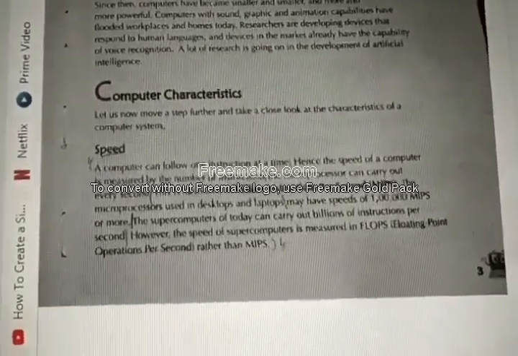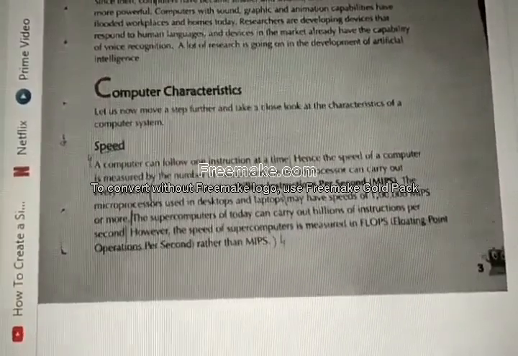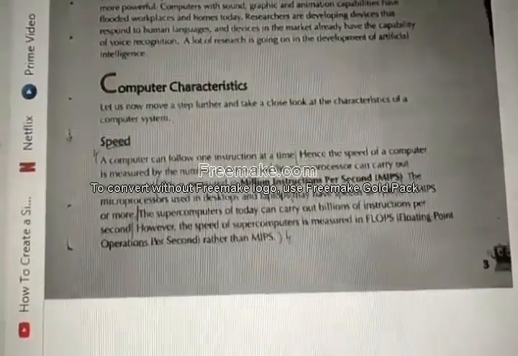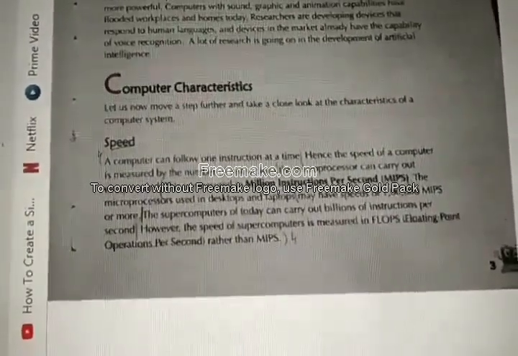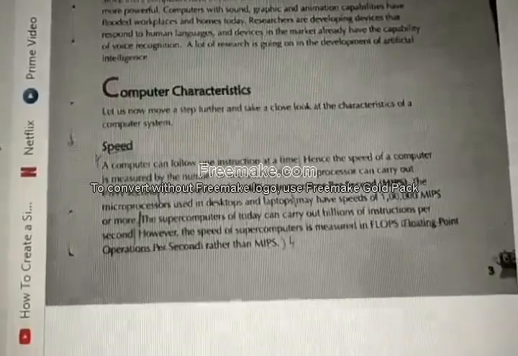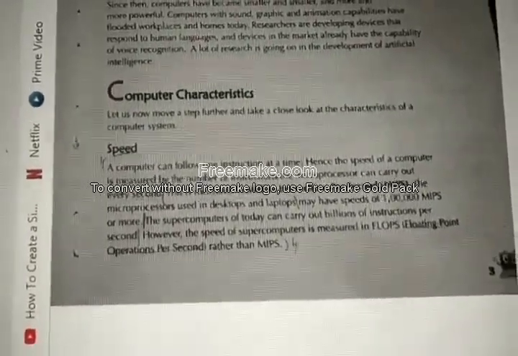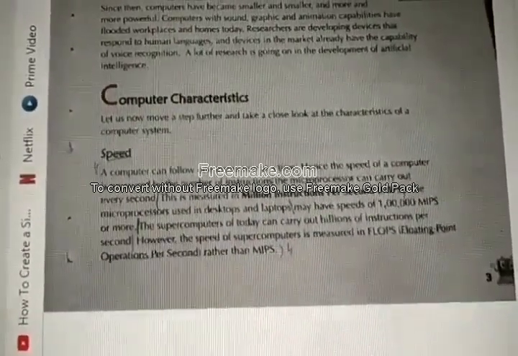So how many instructions have you given to the computer? 3 instructions. The computer processes these 3 instructions and gives you the output result. What will be the output? 4. It will be shown in the output device. This we already saw in input and output devices in older classes.